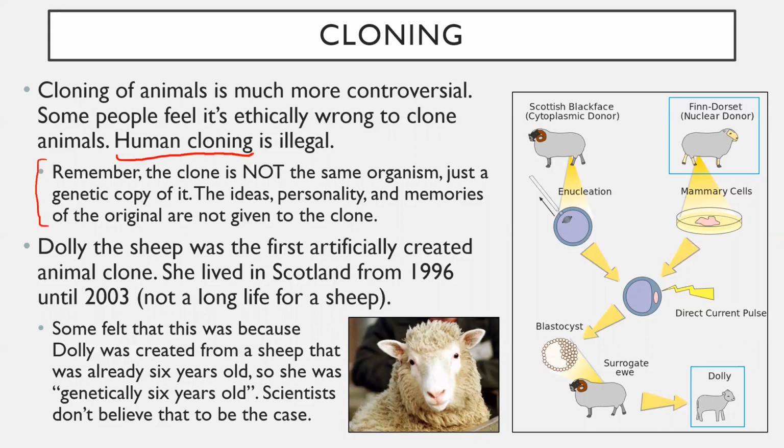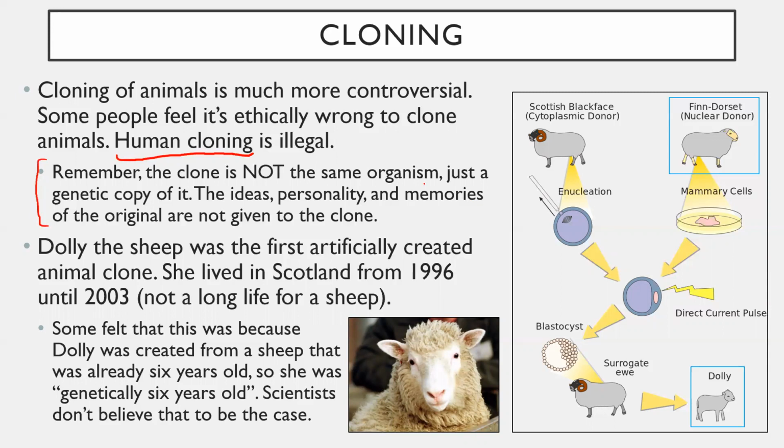Now, the very first animal that was cloned was actually Dolly the sheep. Dolly the sheep was the first artificially created animal clone. She actually lived in Scotland from 1996 until 2003, so only about 6.5 years. And that's not a very long life for a sheep. Sheep usually live about 12 years. So it didn't really reach a full life expectancy.